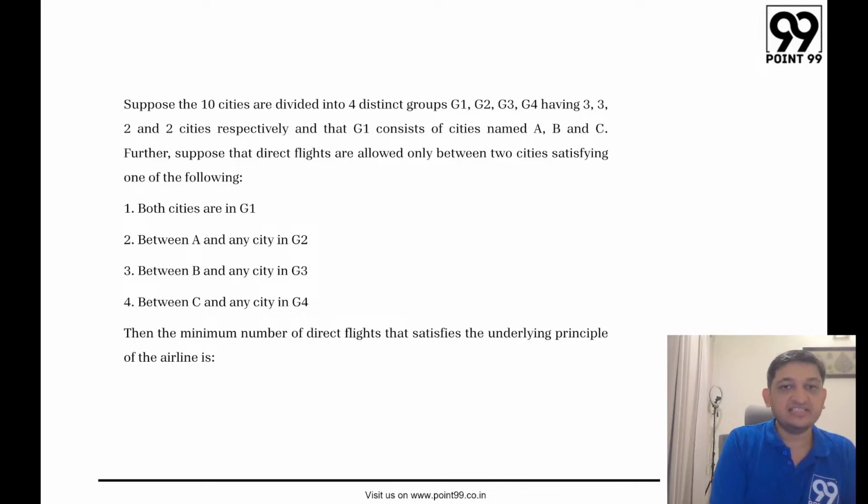The third question is something like this. So now the cities are divided into groups G1, G2, G3, G4, and you have to find the minimum number of direct flights that satisfies the underlying principle of the airline.